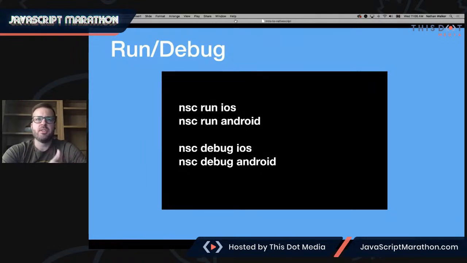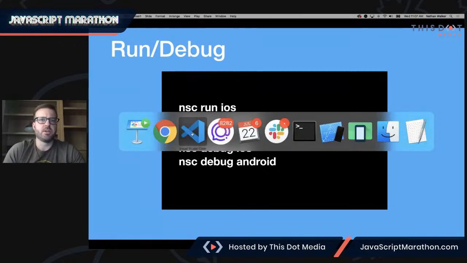Now, it's worth noting that NSC debug is what I use day to day and almost never use NSC run anymore. The reason is, anytime I'm running NativeScript these days, I'm usually debugging and actively working on an app. The difference between the two is that NSC debug starts a Chrome DevTools instance, so you can debug the iOS or Android app inside Chrome DevTools. And I'll show that in just a moment.